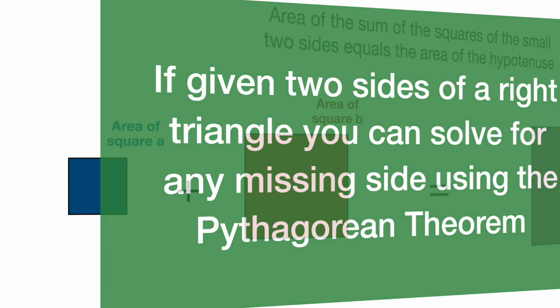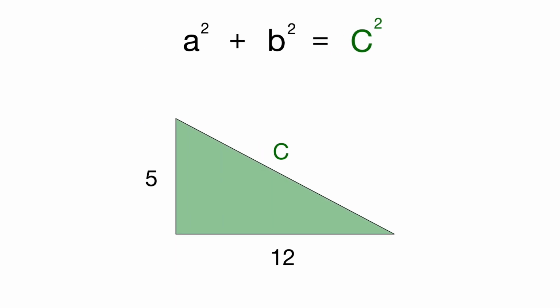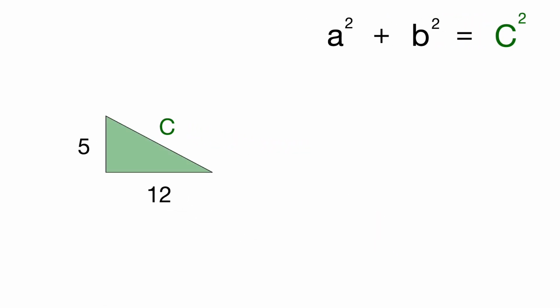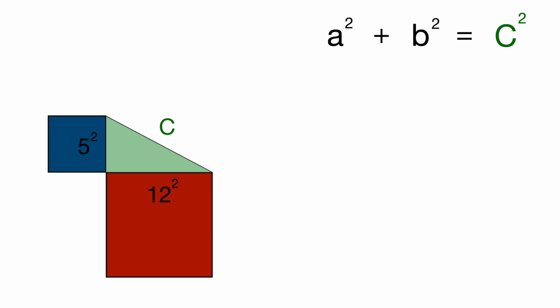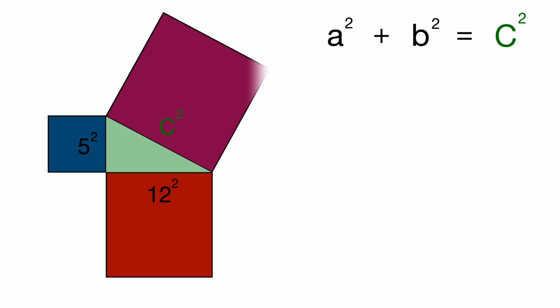So let's go ahead and do that with actual numbers here. We've got small side 5, small side 12, and C is unknown. We're going to use the theorem to solve for side C. 5 squared is going to create a square right here, 12 squared is going to create a square right there, and C squared, that square is unknown. So let's use the theorem and figure out what side length C is. A squared is 5 squared, plus B squared is 12 squared, equals C squared, which is still unknown.